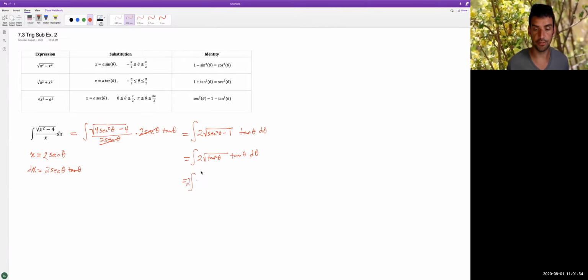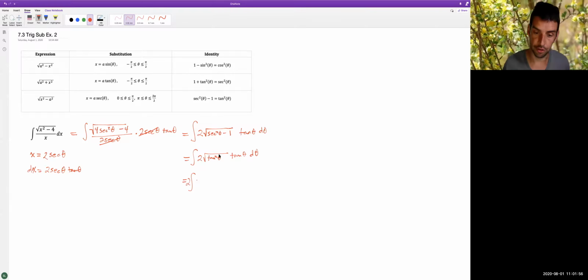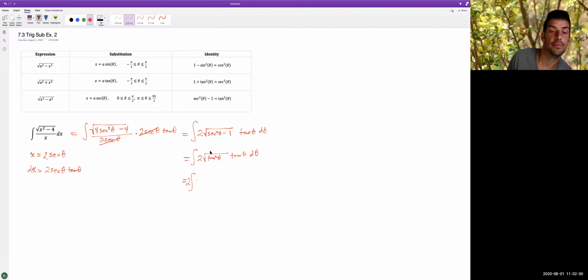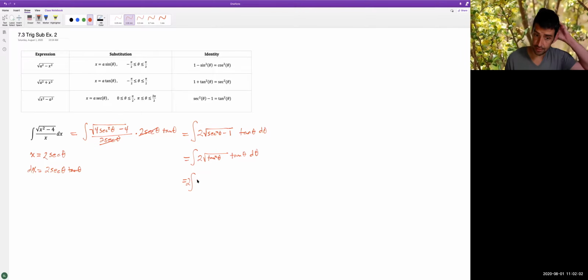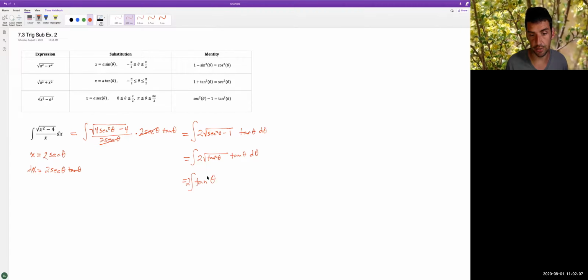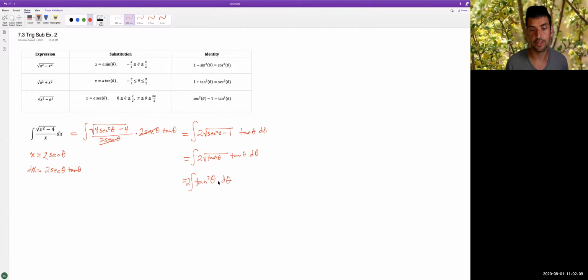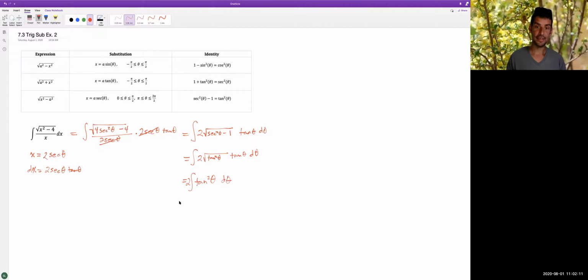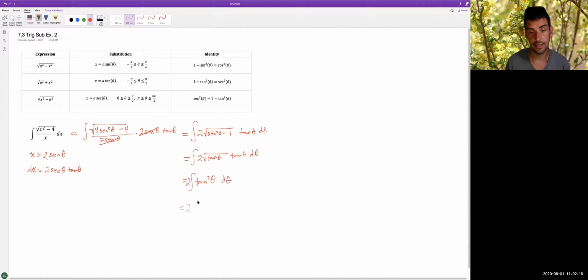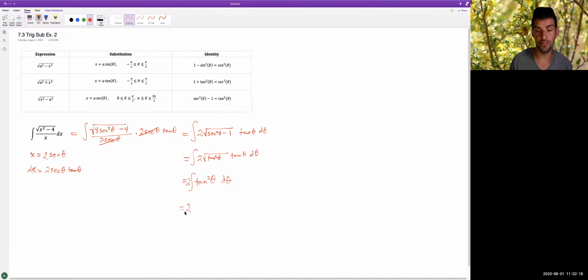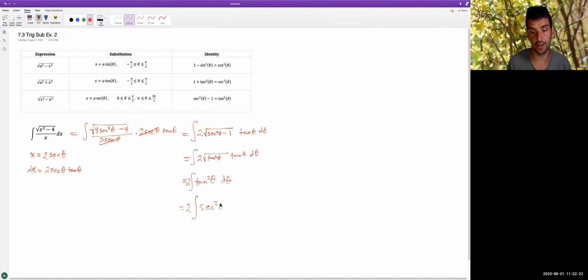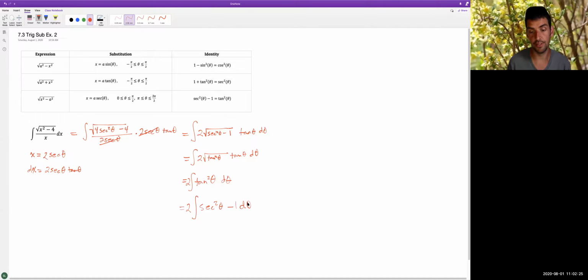Let's pull the 2 out front. Tangent squared theta, the square root of it is going to be tangent theta. But we've got another factor of tangent theta already, so this becomes tangent squared theta. Now here's a little fun part. We're going to go back and use the secant again. This identity that secant squared theta minus 1 is equal to tangent squared theta, so this tangent squared theta becomes secant squared theta minus 1 d theta.